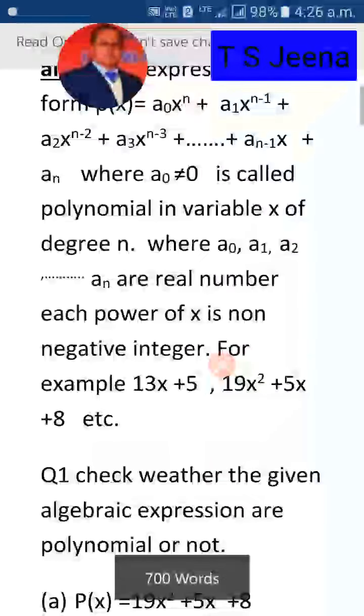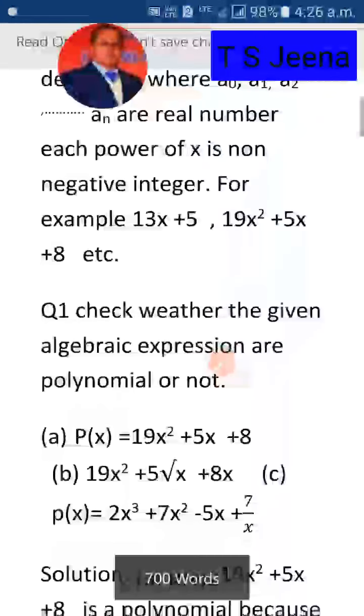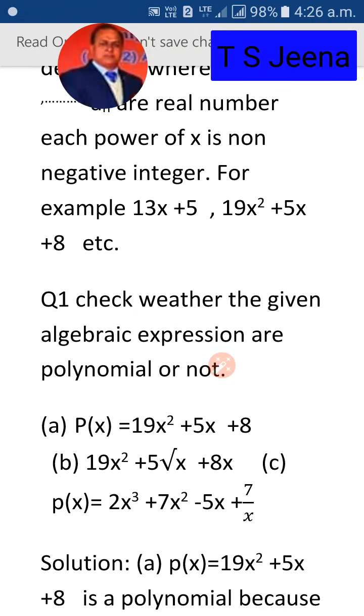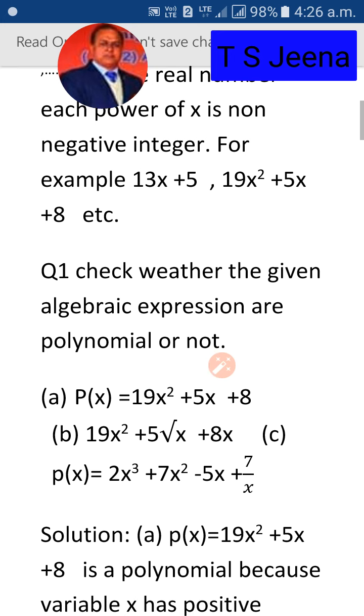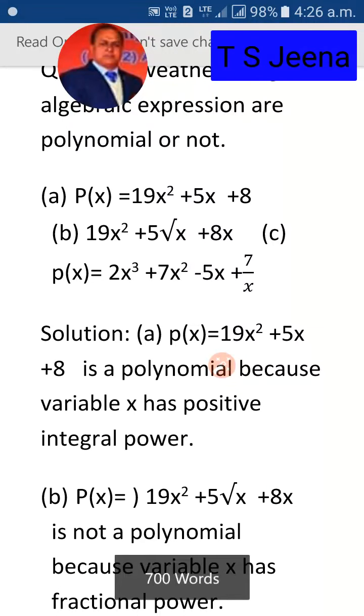For example, 13x plus 5, 19x square plus 5x plus 8, etc. So how will we check whether given expressions are polynomials or not? See this example. p(x) is given as 19x square plus 5x plus 8. Here the variable x has positive integral powers, so it is a polynomial.